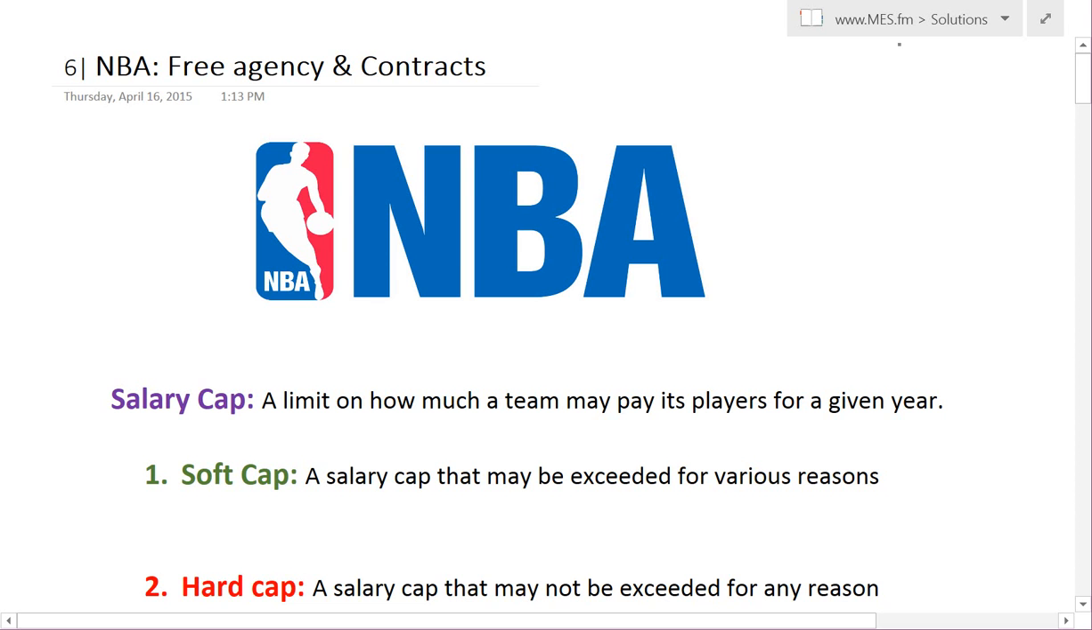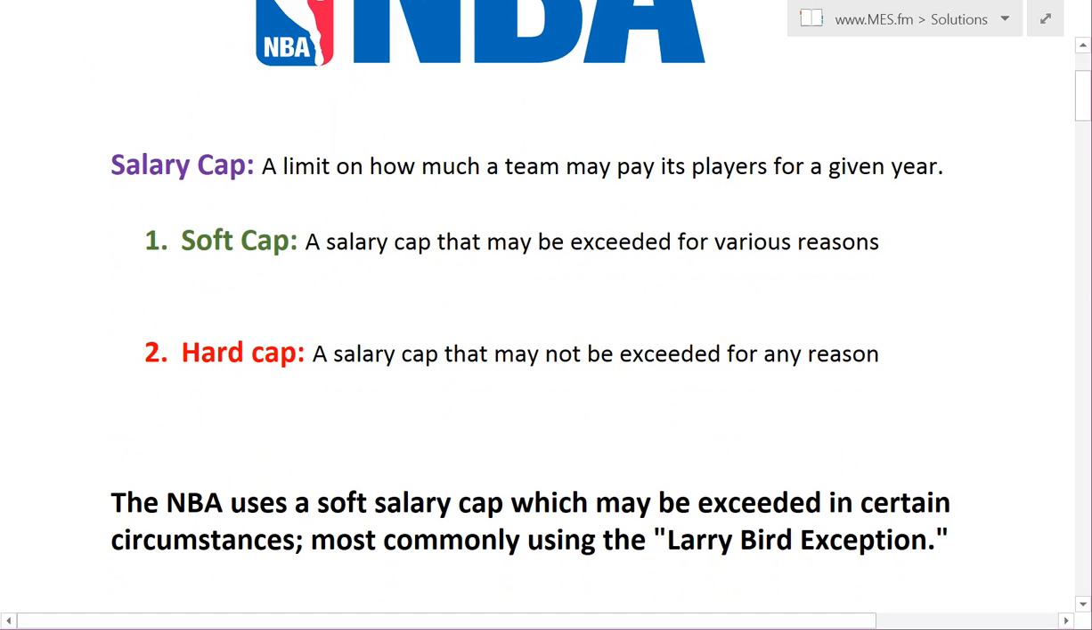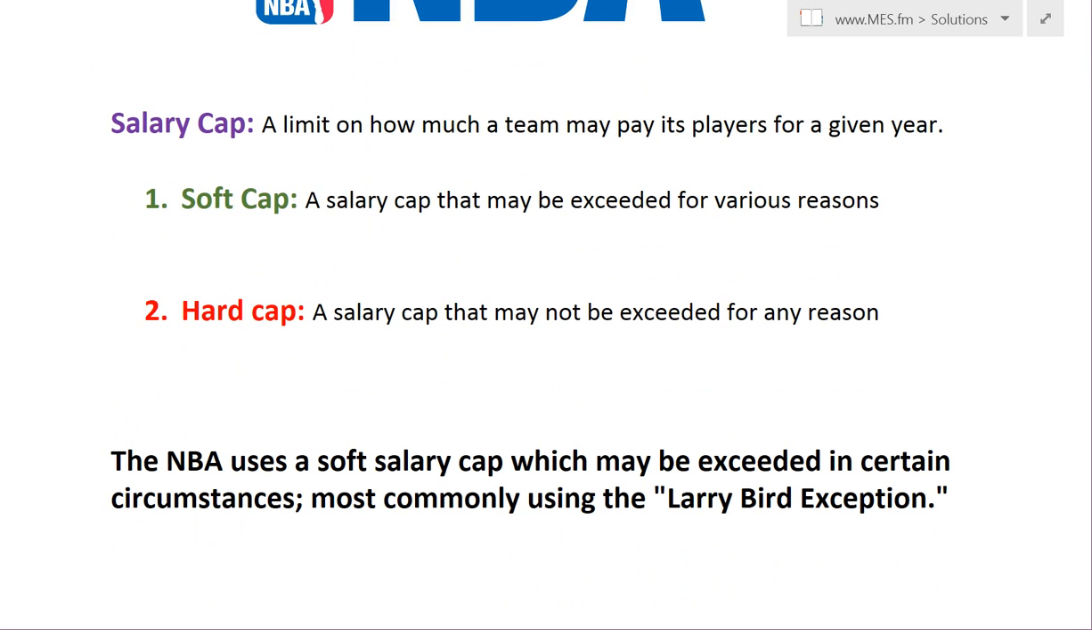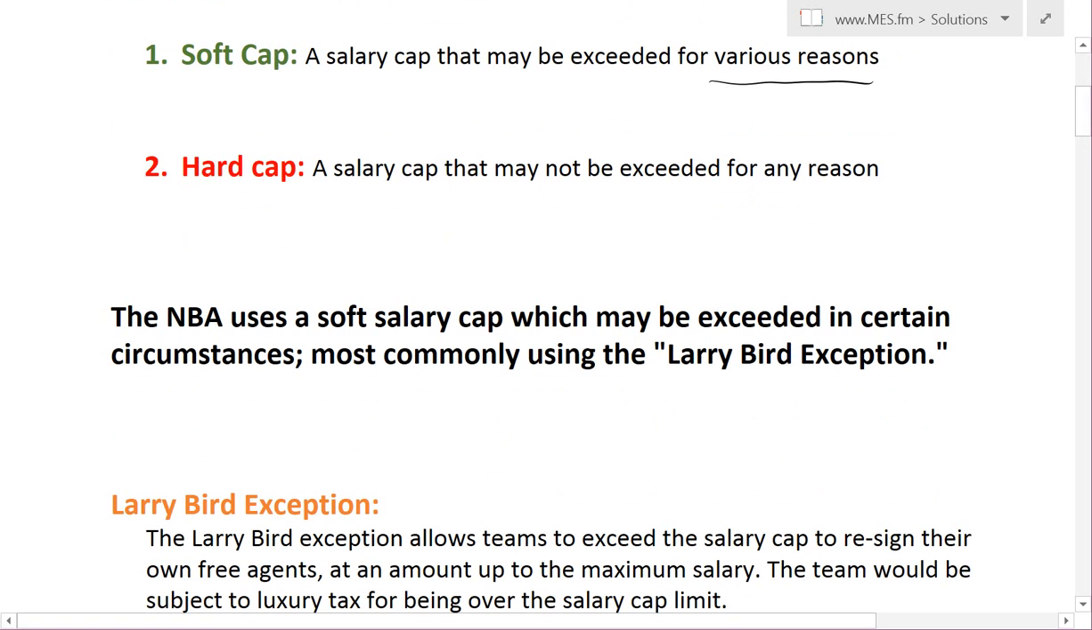So the very first concept here is a really basic one, but it's really important. It's the salary cap. It's basically a limit on how much a team can pay its players each year. So there's two types of caps. The soft cap may be exceeded for that year for many different reasons. We'll go over some in a second. Hard cap means that it cannot be exceeded no matter what.